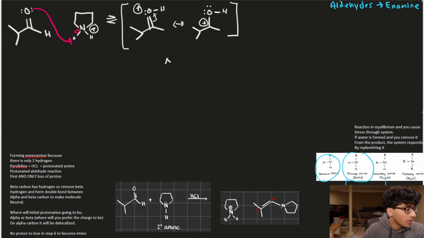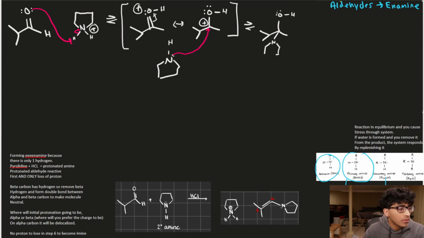So let me just draw it. Yeah, this should be good. So the amine is gonna attack right at the middle, and we're gonna form this amine, which is now gonna be protonated. It's gonna have a charge. So now we have to get rid of that charge.